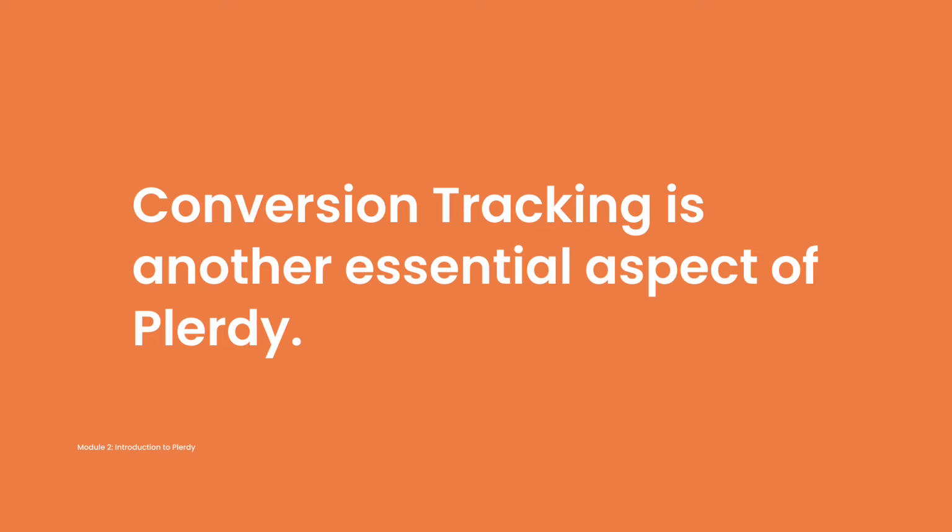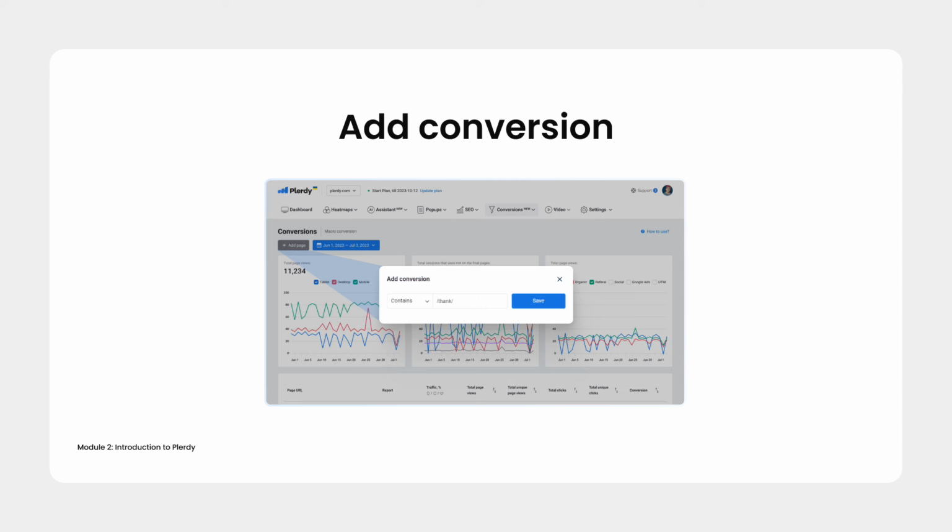Conversion tracking is another essential aspect of Plerdy. By setting up goals, you can track user behavior and see how they interact with your calls to action. To set up conversion tracking, navigate to the Goals section in Plerdy, create a new goal, and define the completion criteria. Plerdy will then track user interactions with your defined goals.